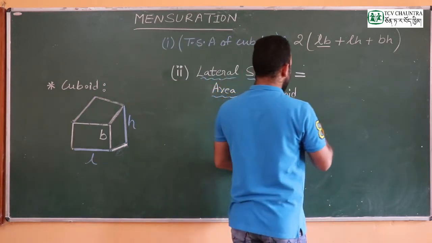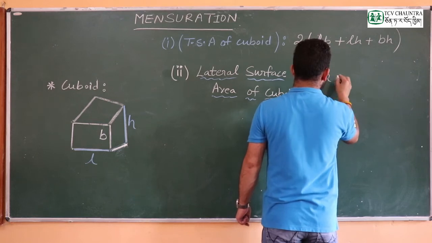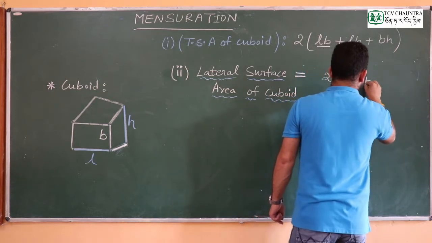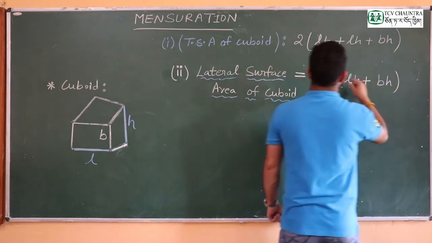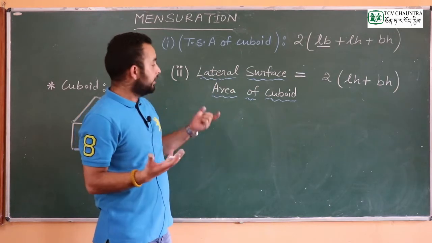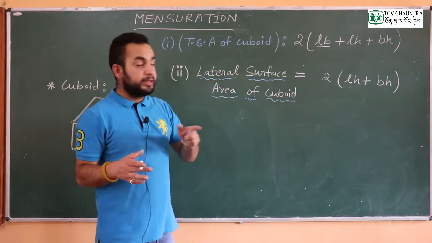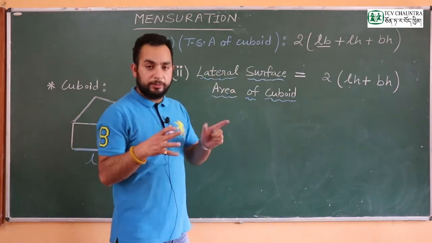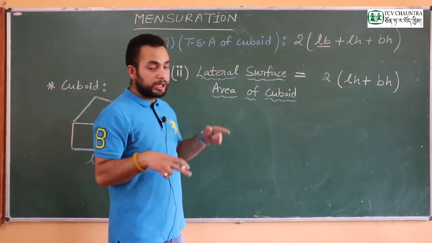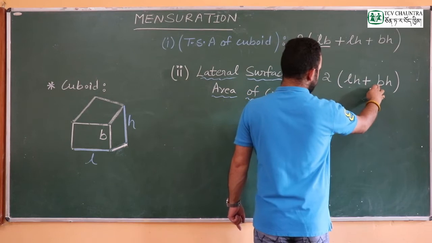So what will you get? You will get 2 times of length and height plus breadth and height, because length and breadth we will neglect. We are not considering the top and the bottom part of that figure in the lateral surface area of the cuboid. The length and breadth of the top and the length and breadth of the bottom, 2 times length breadth, cancel out. So 2 times length height and breadth height.